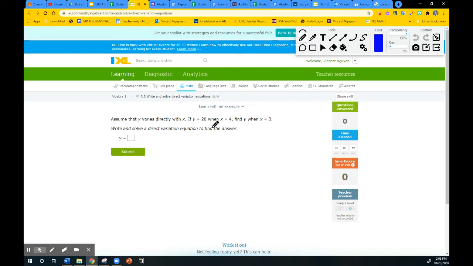Direct variation is pretty much a linear equation with the y-intercept at 0. So if you recall learning y equals mx plus b, right? Direct variation says that any relationship between two variables starts at 0. Okay, that means your b is 0. So a direct variation has this equation right here, y equals mx.